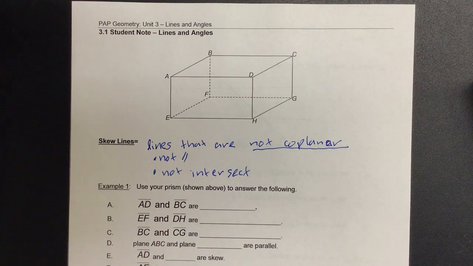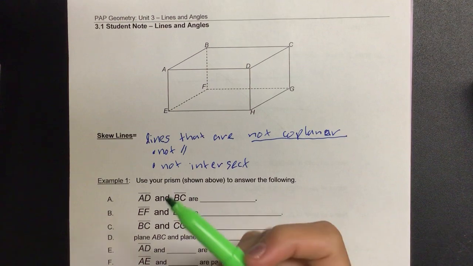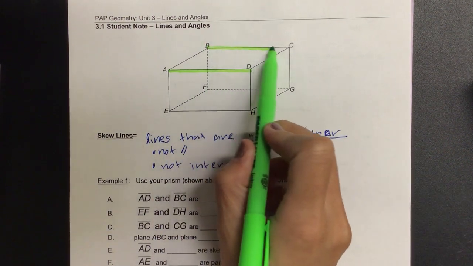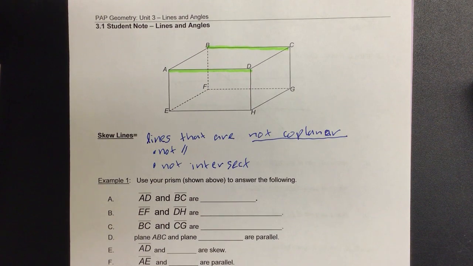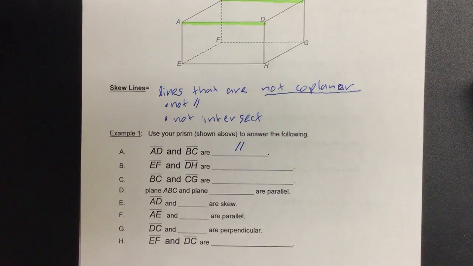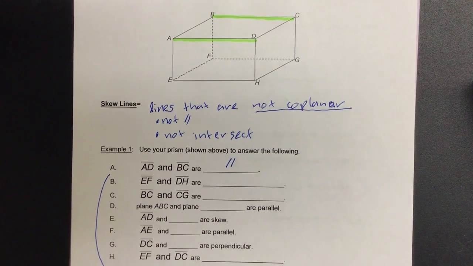Okay? So I'm going to model the first one on letter A. If you have a highlighter, that will be nice. So I'm going to highlight AD and then highlight BC. These two are what to each other? Parallel. So I want you with your partner to go over B to H. Go. Use the image above.